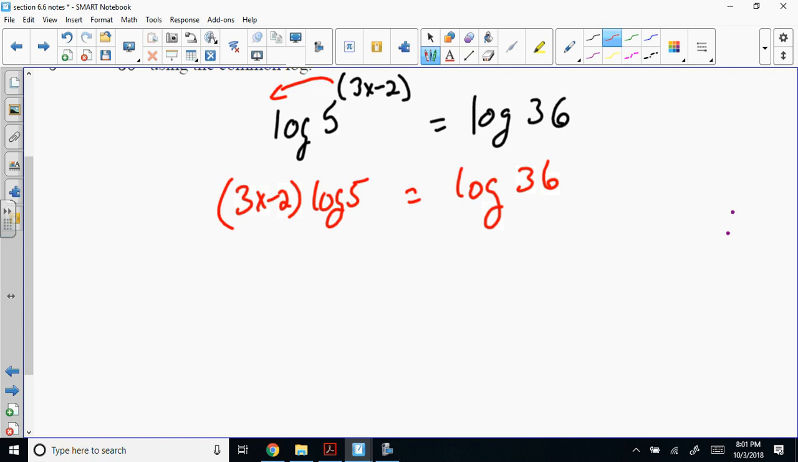Now, it doesn't matter. Or you could distribute the log through, and that'd be 3x times log of 5 minus 2 times the log of 5, right? What you want to do? Divide by log of 5.